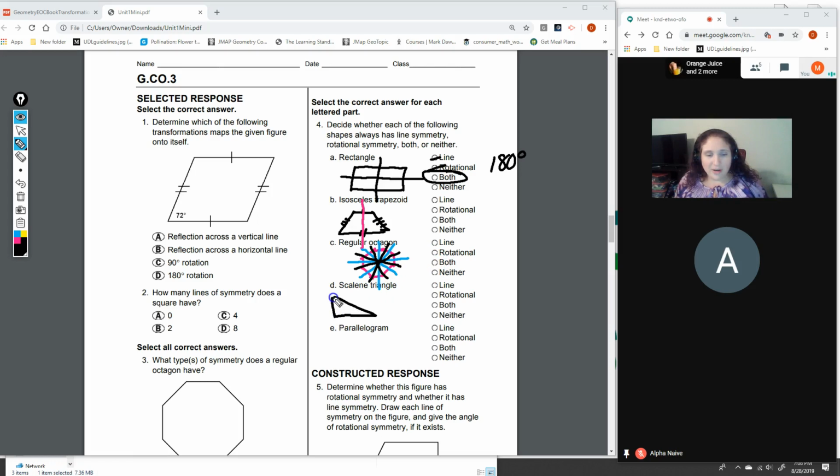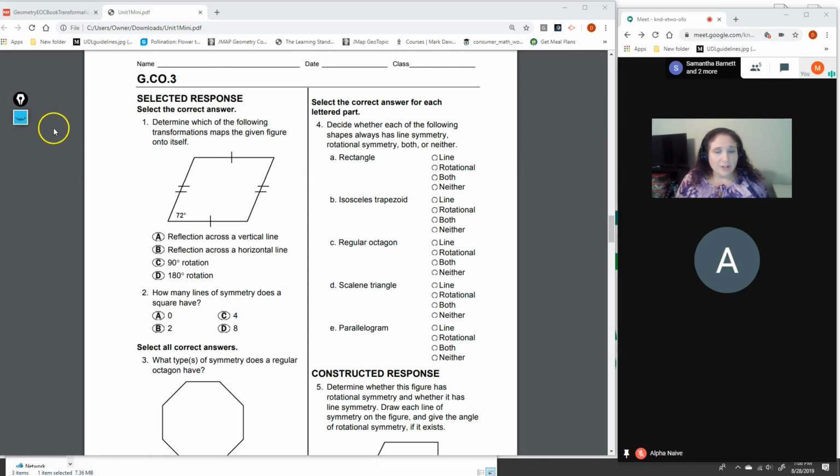A scalene triangle does not have line symmetry. It does not have rotational symmetry because it's scalene. An isosceles triangle, you could do line symmetry. A parallelogram, we already talked about. A parallelogram has rotational symmetry of 180 degrees, but it does not have line symmetry.